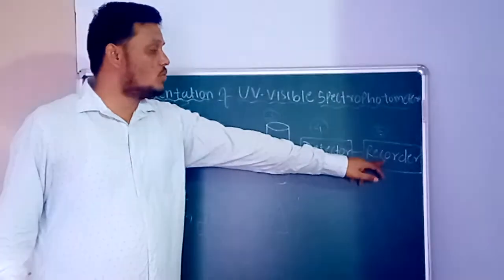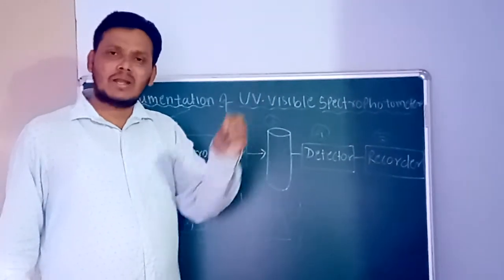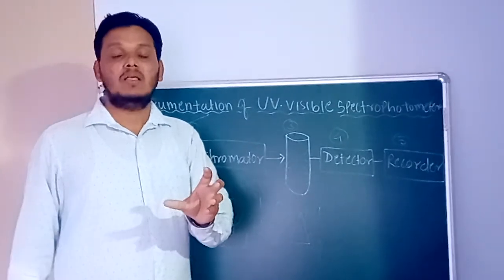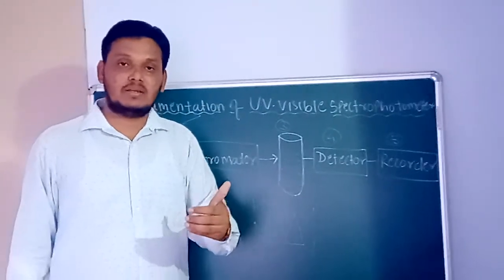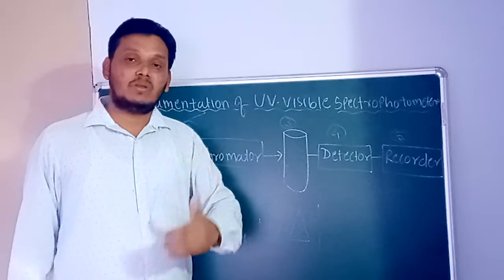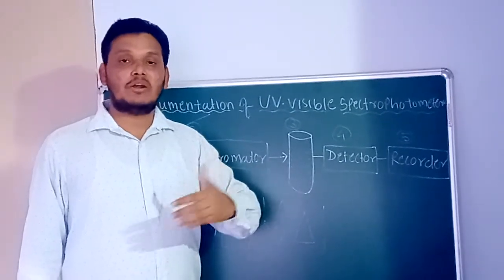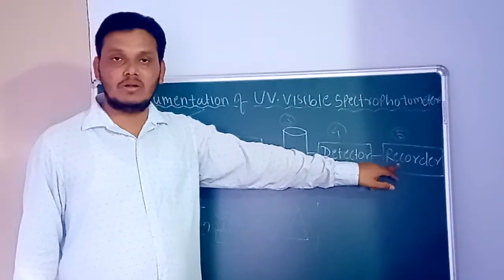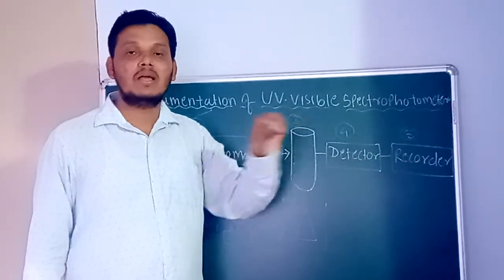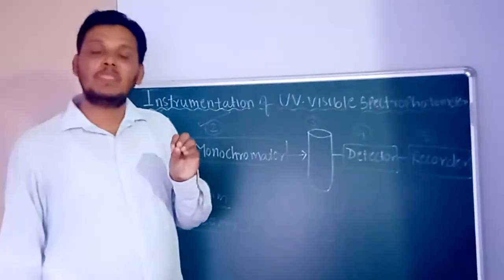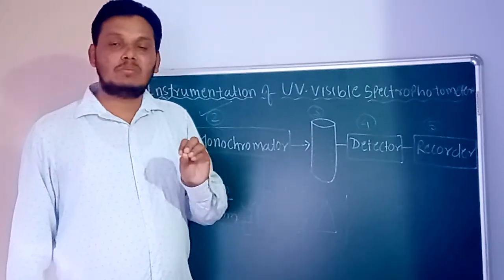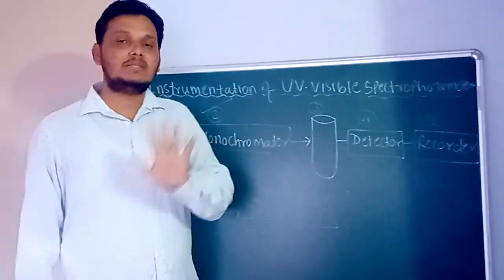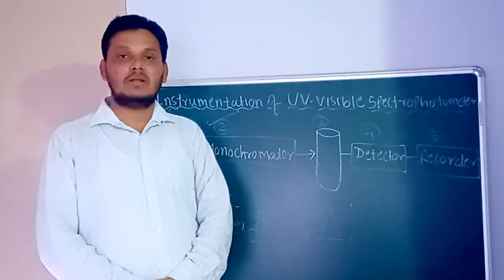And the last one is the recorder. The recorder is actually the display device. Absorbance and wavelength can be plotted on an xy plot. This is the role of the recorder.